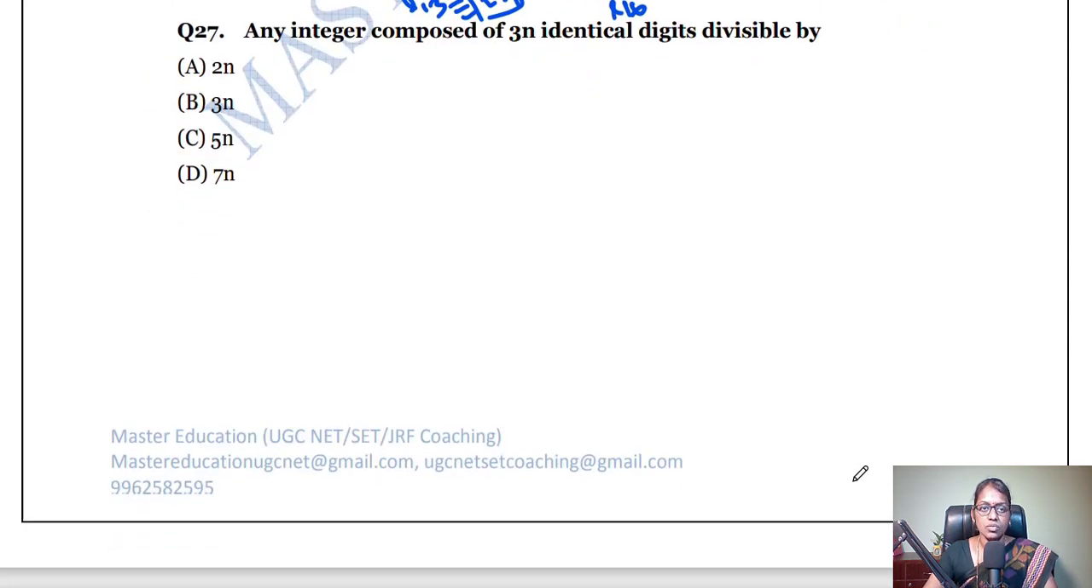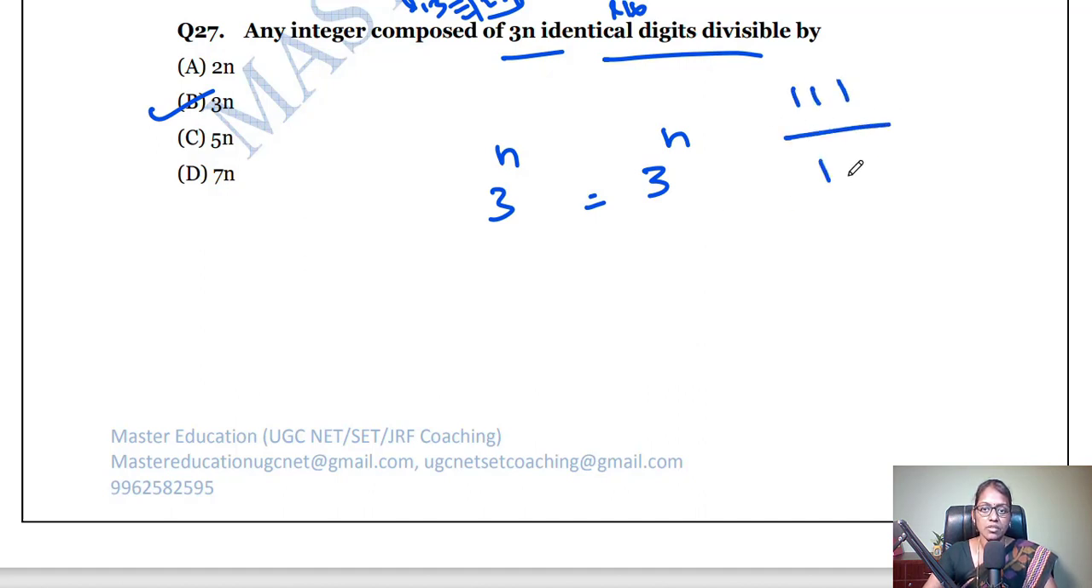The next question is: any integer composed of 3 power n identical digits is divisible by 3 power n only. For example, consider 1, 1, 1. This will be divisible by 3.